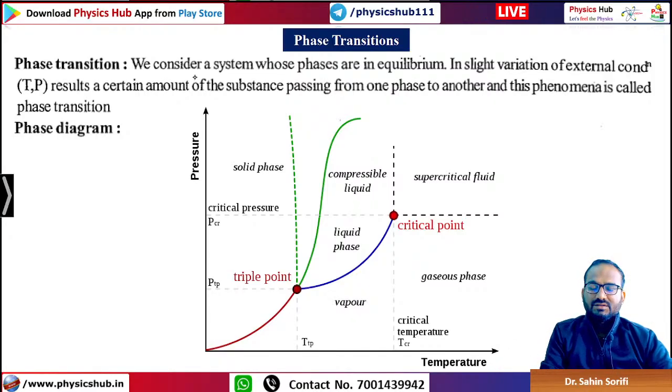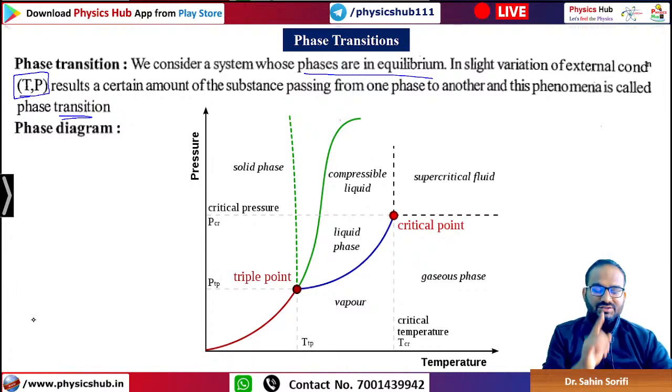So in phase transition we consider a system whose phases are in equilibrium. With slight variation of external conditions, mainly temperature and pressure, it results in a certain amount of the substance passing from one phase to another, and this phenomenon is called phase transition.